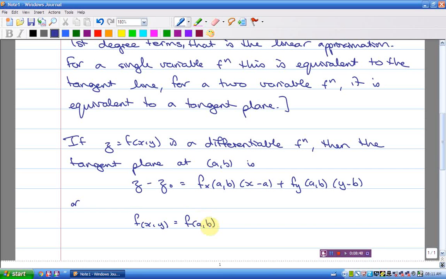Instead of z, I'm writing f of x, y. Instead of z naught, I'm writing f of a, b. I'm mixing up my notation in that previous line, but it doesn't matter. And that's what a Taylor expansion looks like. If you want to look a little into the future, at the box at the top of page 73, you'll see a formula that looks a lot like what I've just written, but with some more terms in it. That formula in the box on page 73 is the Taylor expansion of a two-variable function up to second-degree terms. But today we're stopping at first-degree terms.